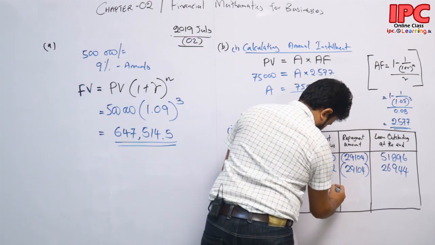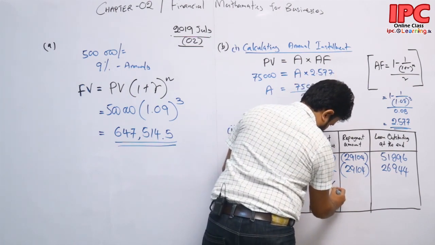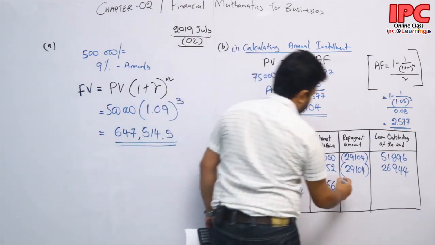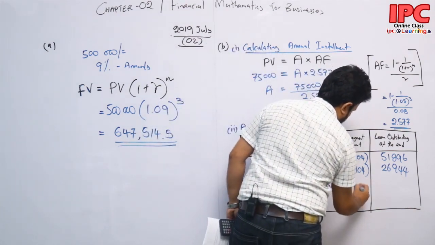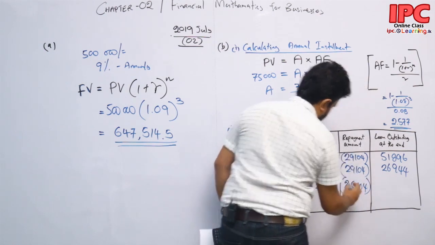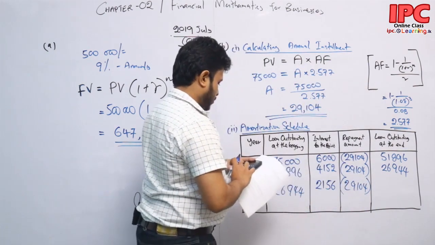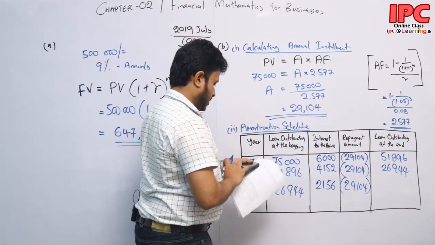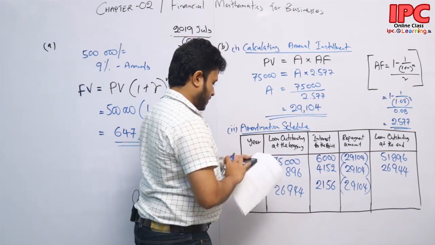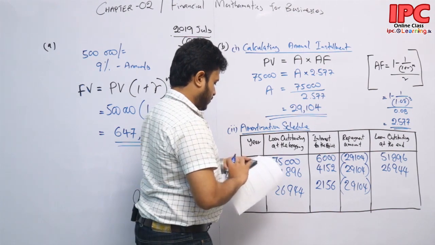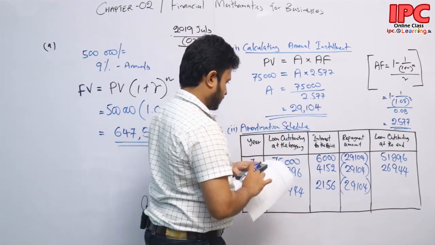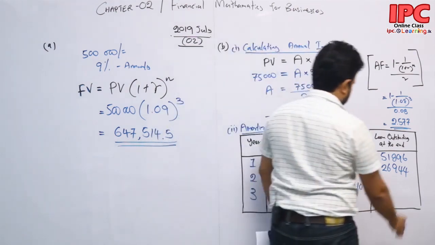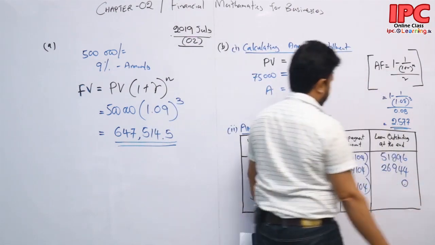We'll say 2,156. Again we are paying 29,104 rupees as our installment. So 26,944 plus 2,156 minus 29,104. So here actually it should equal 0.